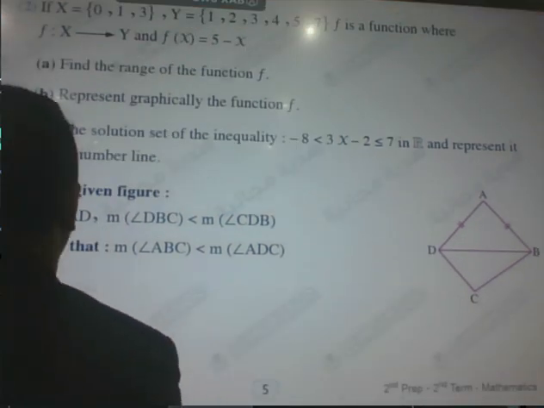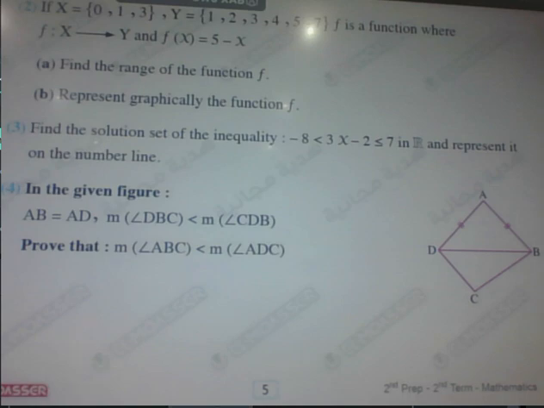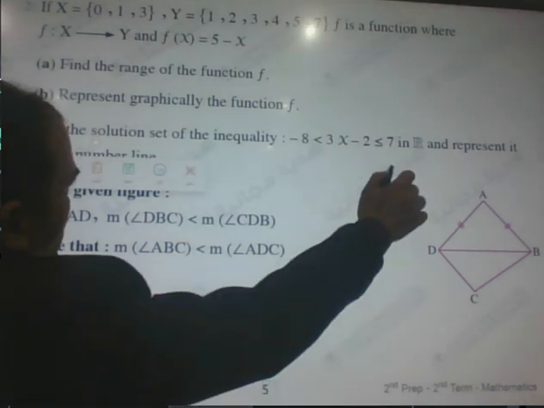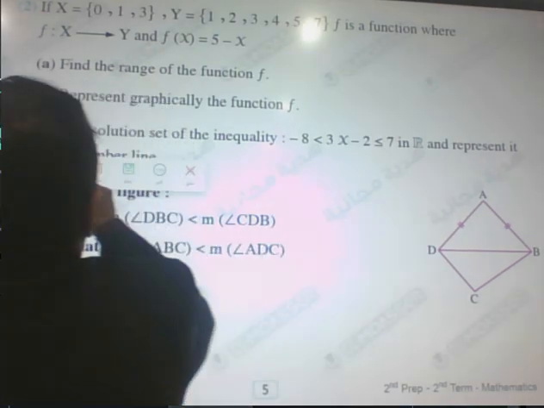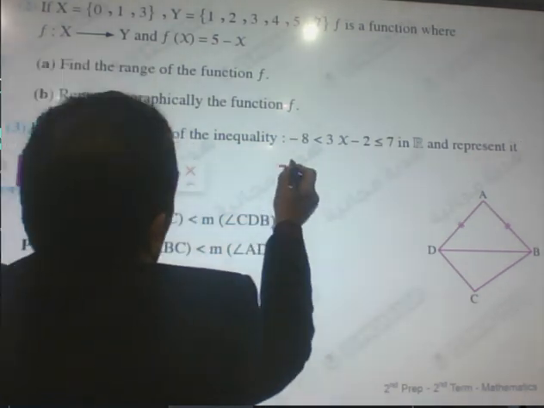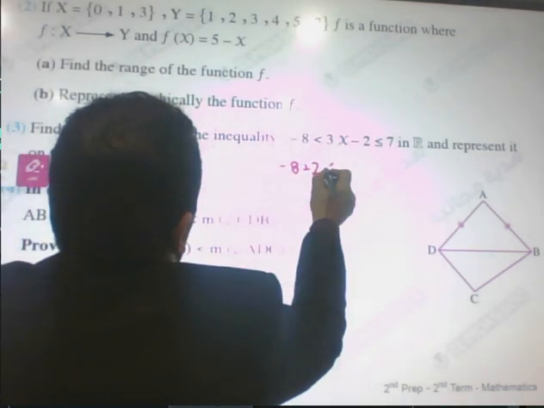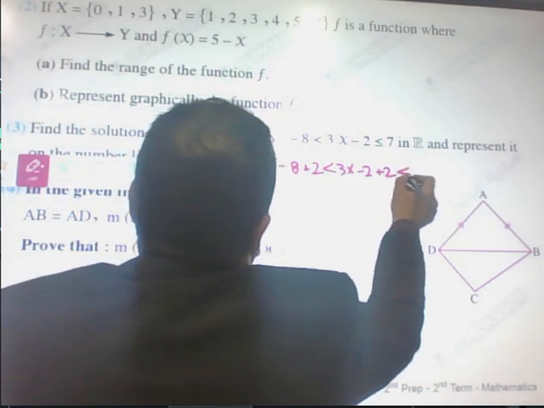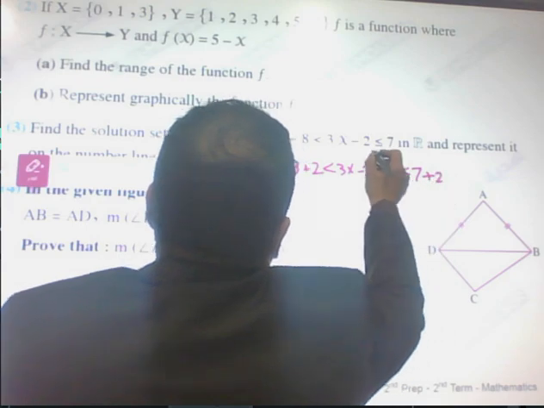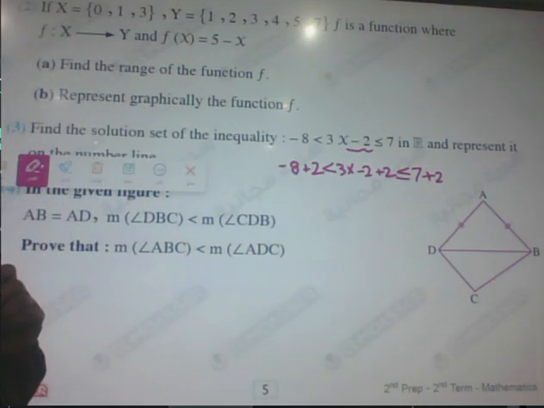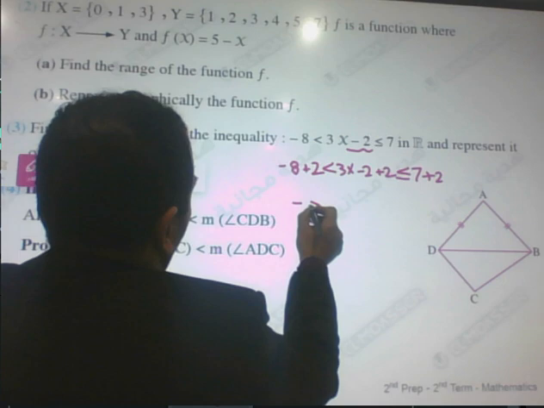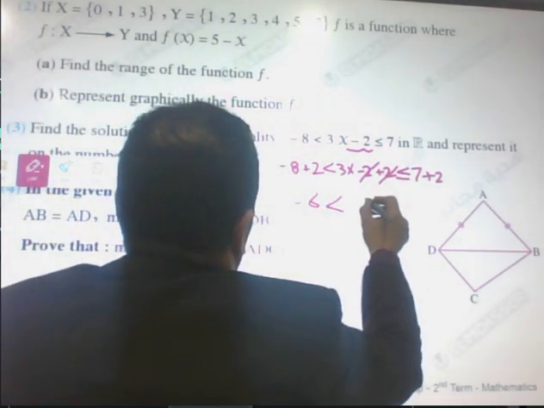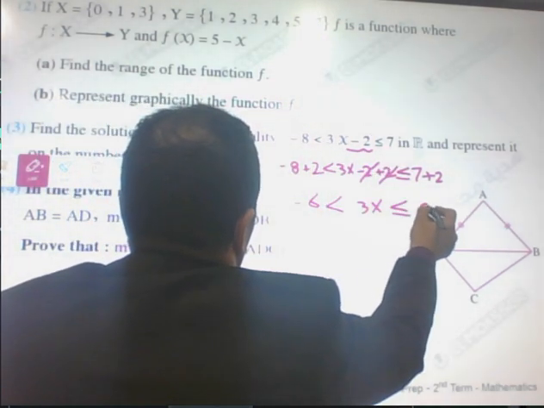Next question number 3. Find the solution set of the inequality here. First step, we add positive 2 to the 3 parts. Right here, negative 8 plus 2 less than 3x minus 2 plus 2 less than or equal to 7 plus 2. Then negative 8 plus 2 will be negative 6 less than 3x less than or equal to 9.